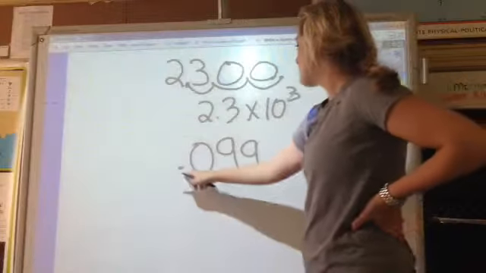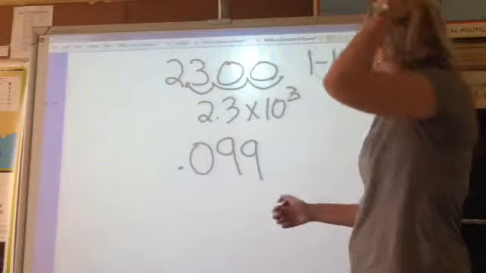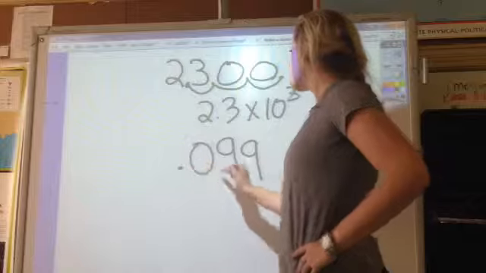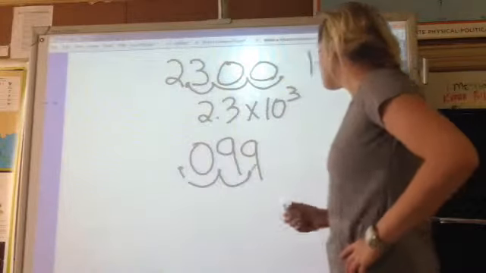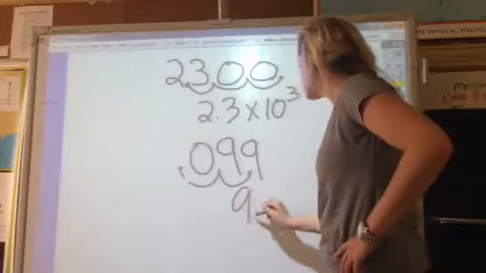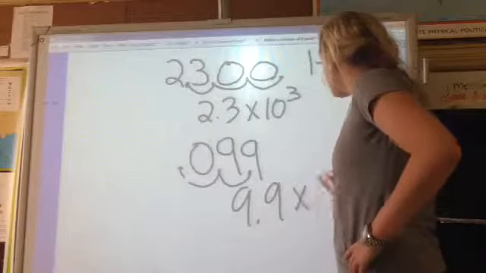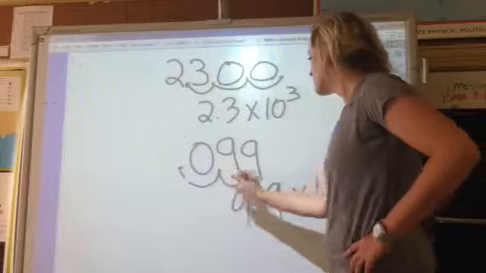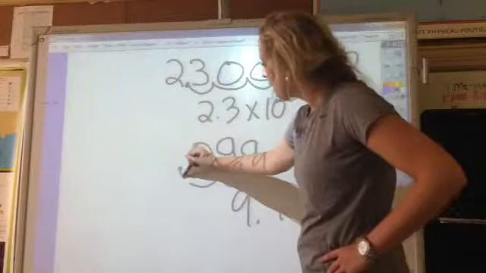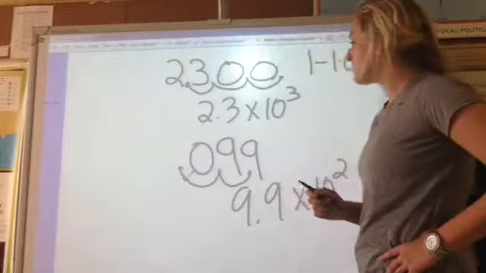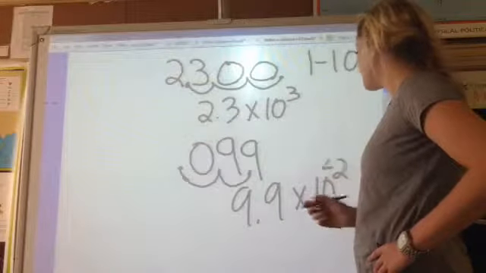All right, this one, if I have 99 hundredths, again, I want to move my decimal until I have a number between 1 and 10. So let's do that. 1, 2. Drop off my decimal. I'm going to pull out my new coefficient, which is 9.9 times 10 to the, I moved my decimal twice, so my exponent will be 2. But since my original number was less than 1, it's going to be a negative 2.